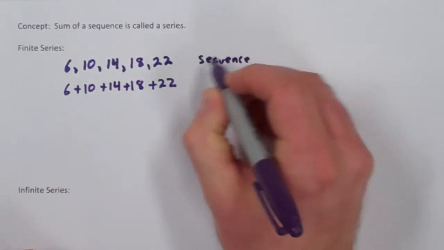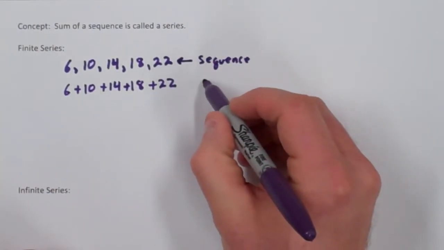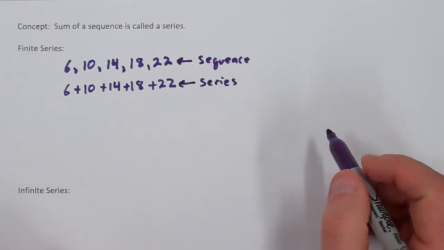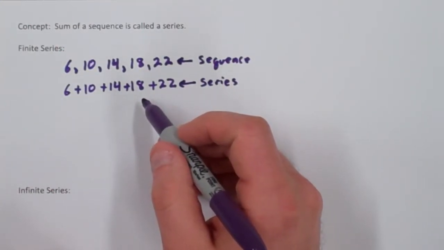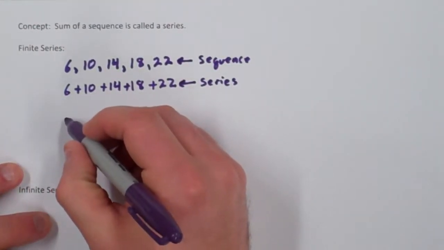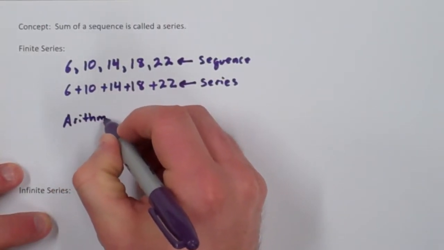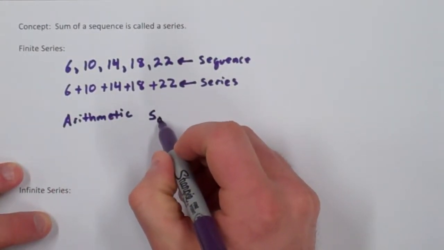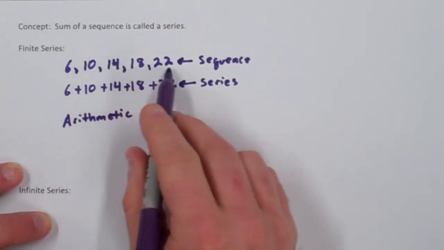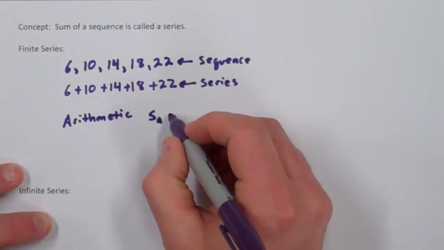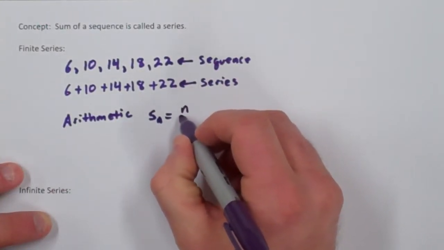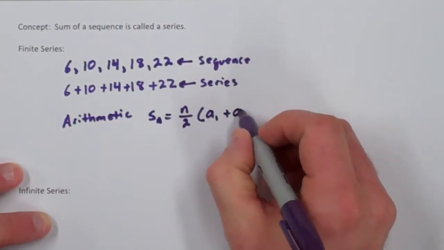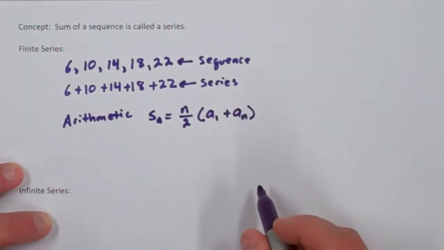So again, the top bunch of numbers is a sequence. When we add the terms of a sequence together, that's called a series. There's a formula for the arithmetic and also the geometric. So for arithmetic series, the sum, which we just say S sub n, or the sum of the first, in this case it would be 5 terms, or however many terms there are, S sub n is equal to n over 2 times a sub 1, or the value of the first term, plus the value of a sub n, which is the value of the last term.